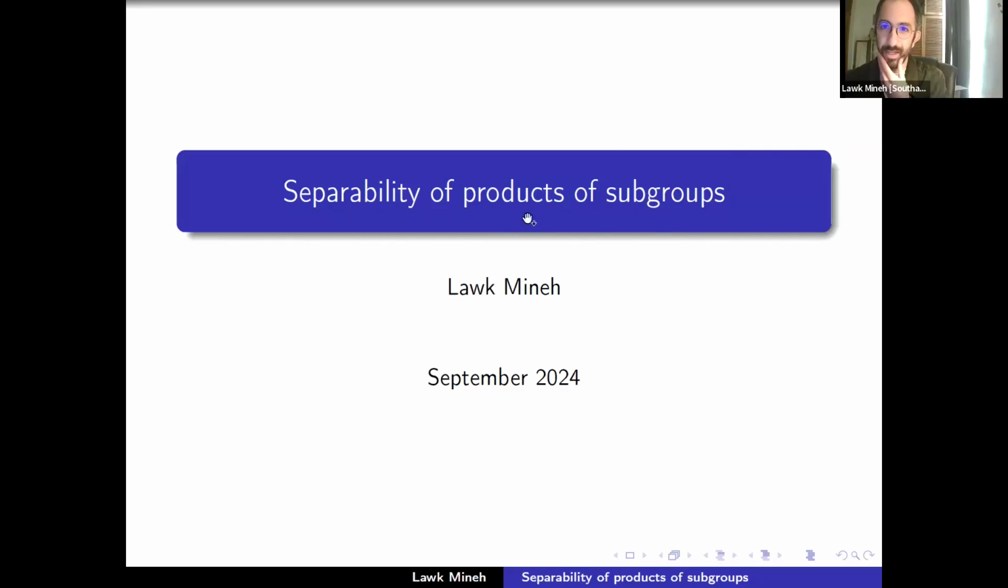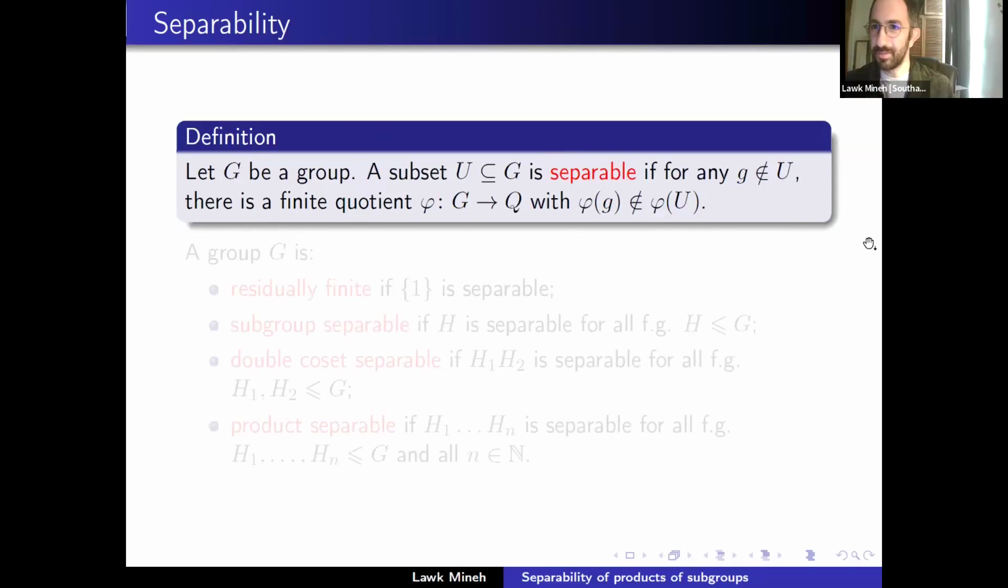So the property is this: separability of products of subgroups. To start off, I should tell you what separability is, and it's really this sort of approximation property. I have a group, I have a subset, U, of that group, and I say that subset is separable if for any element outside of the subset, there's a homomorphism down to a finite group, a finite quotient, and the image of that element is distinct from the image of the subset. So you can distinguish the subset from the rest of the group by finite quotients. You can approximate it well.